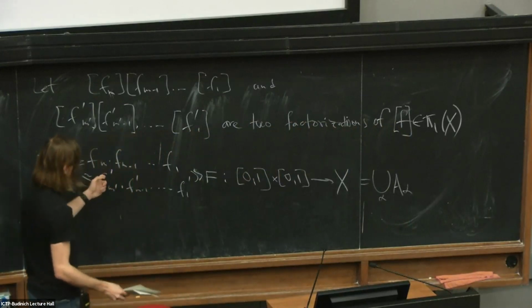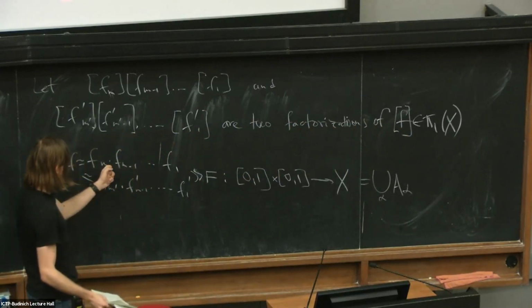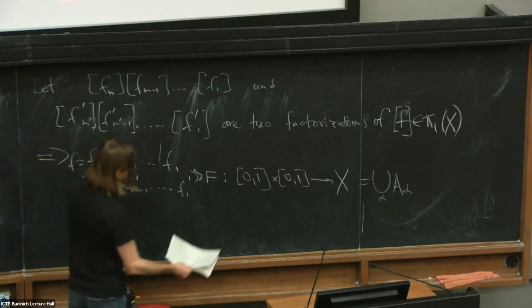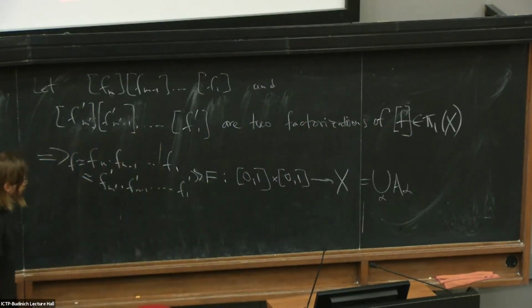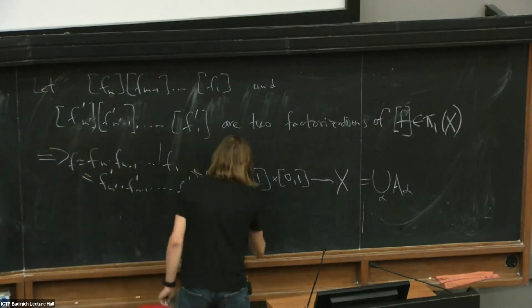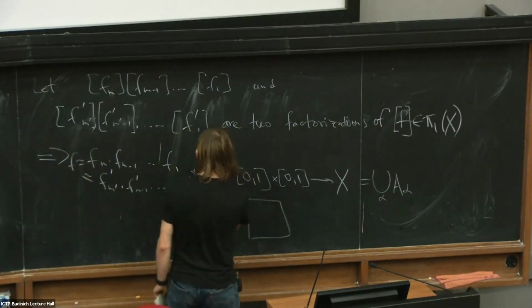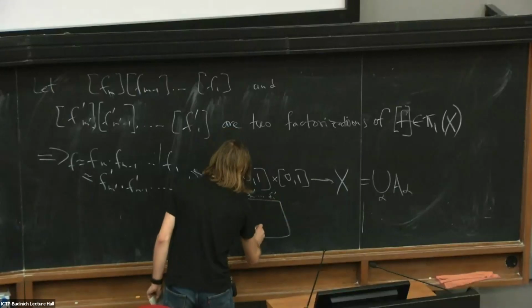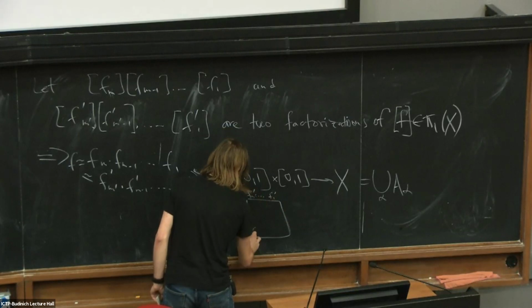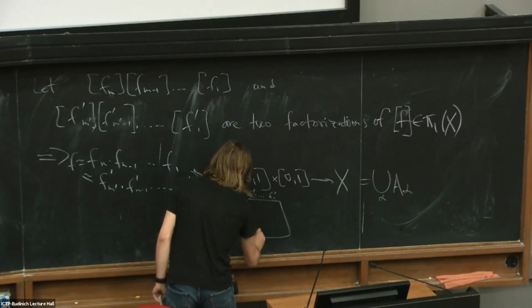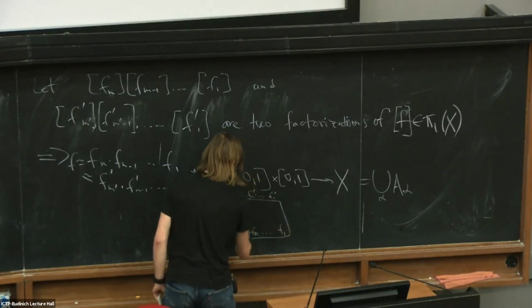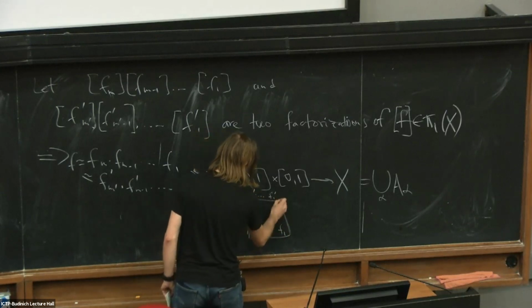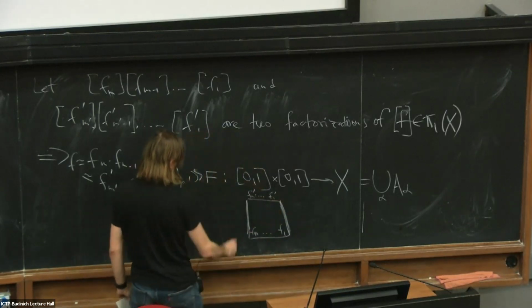It's a map such that on one side of the square it restricts to this composition, on the other side it restricts to the other composition. So here we have prime dot 1 prime, here we have the composition of M dot F1, and here, as usual, these two sides will just map to X0.